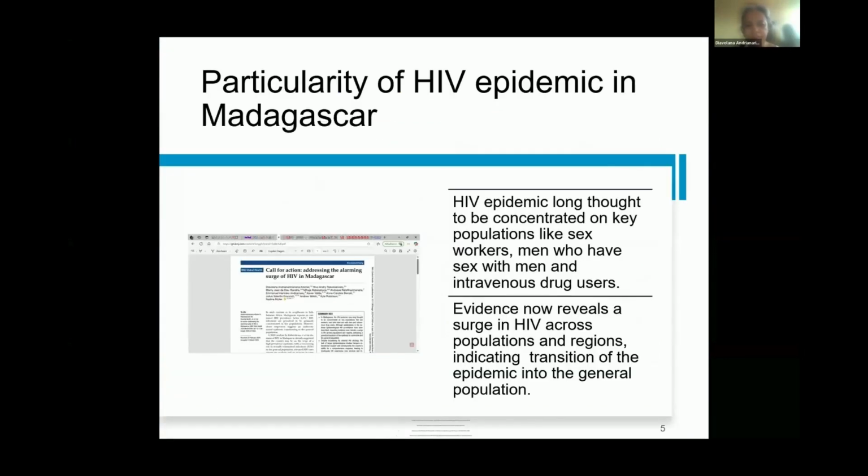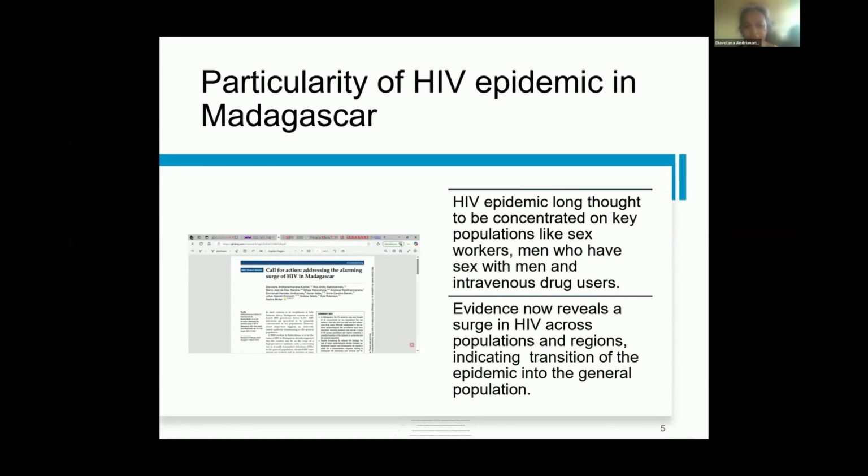The problem is that in Madagascar the HIV epidemic was long thought to be concentrated on key populations like sex workers, men who have sex with men, and intravenous drug users. And as circumcision is, I can say, systematic in Madagascar, it was seen like there would be no problem with HIV. But Madagascar also has a high burden of sexually transmitted infections, so circumcision has lost its advantages. And during a long time, unfortunately, the uptake of the epidemic happened during the COVID epidemic, so it was not seen.